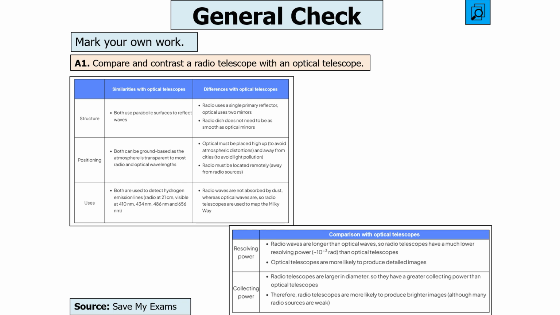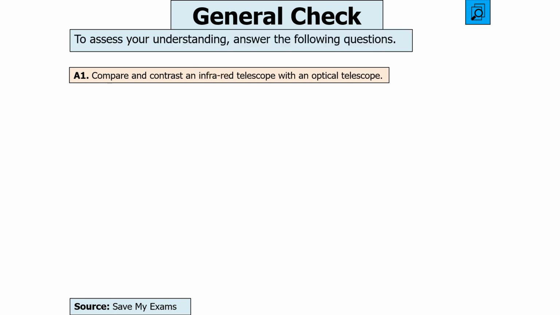Now, in terms of linking this through, we can say that for resolving power, radio waves are longer than optical waves, so the radio telescopes have a much lower resolving power than optical telescopes, and optical telescopes are more likely to produce detailed images. Now, in terms of collecting powers, radio telescopes are larger in diameter, so have a greater collecting power than optical telescopes, so therefore it's more likely that radio telescopes will produce brighter images, but many radio sources in the night sky are very weak. The next question says, compare and contrast an infrared telescope with an optical telescope.